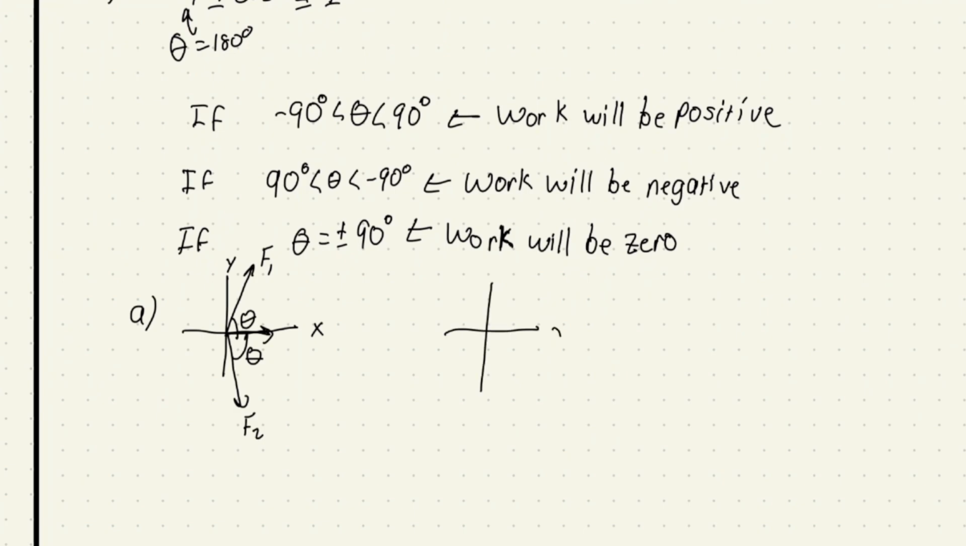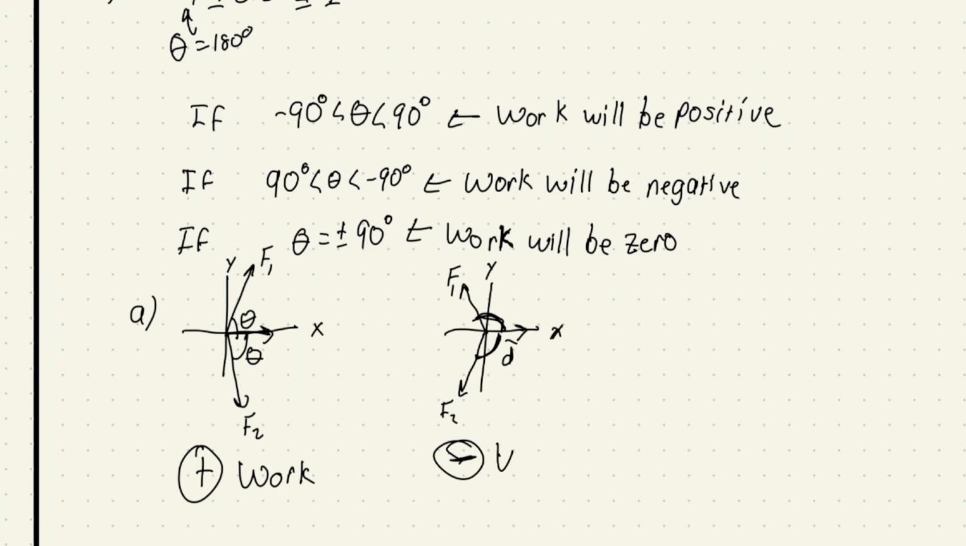Similar situation, here's my x and my y axes. My displacement is still along the x-axis. But if I were to point my force vector, F1, over here, or F2 down over here, you can see that this is greater than 90 degrees, and this is greater than negative 90 degrees. And so both of these would do negative work. Positive work there, negative work there, and that's what we should see for most cases.